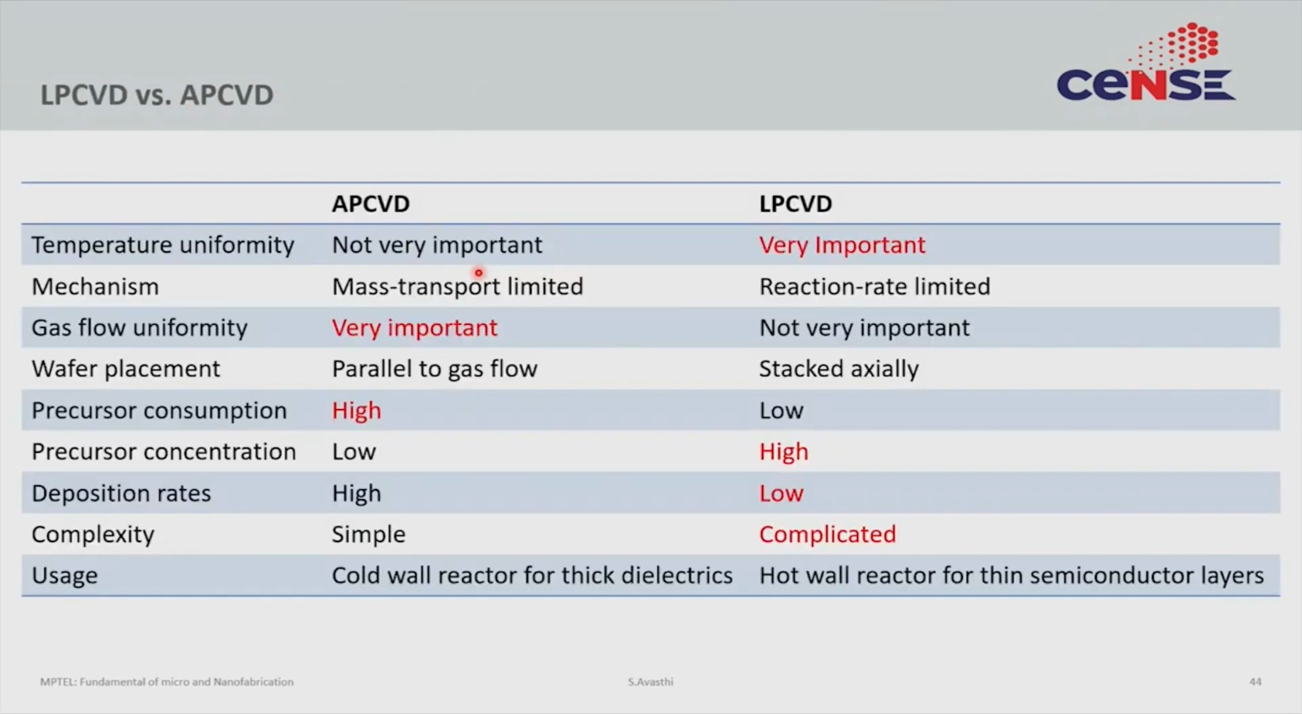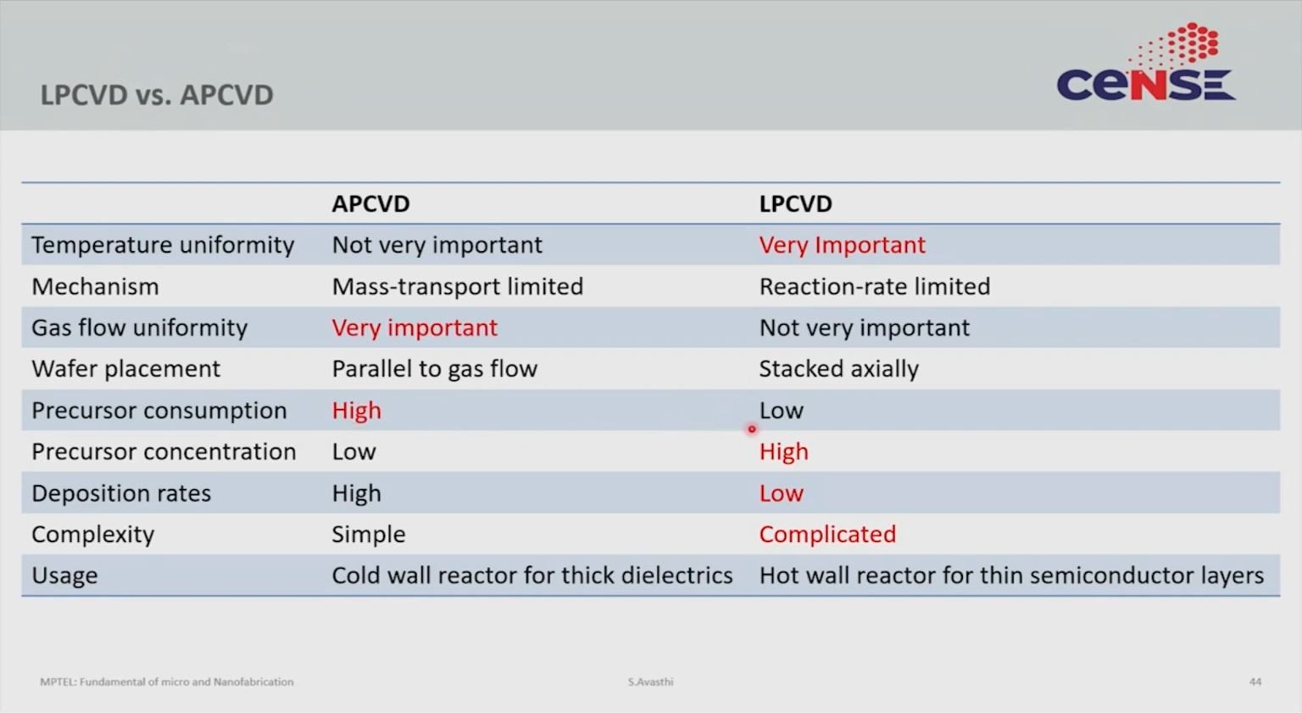So, if you were to compare AP-CVD and LP-CVD, once again you realize that in AP-CVD gas flow uniformity is very important, while in LP-CVD the temperature is very important. In AP-CVD we are often mass transport limited, in LP-CVD we are often reaction rate limited. The wafer placement in AP-CVD is often parallel to the flow of the gas. In LP-CVD it is stacked axially. The precursor consumption in AP-CVD can be high. Why high? Because the growth rates are higher.